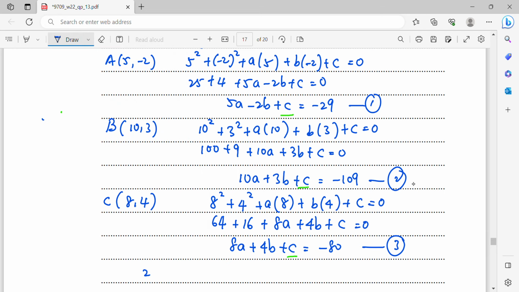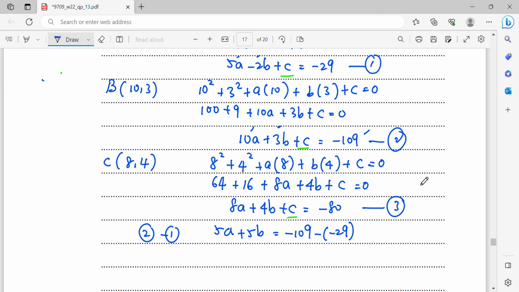So I will write second equation minus first equation. So 10a minus 5a is going to be 5a. 3b minus 2b, which is 5b. Then plus c minus plus c, 0. Minus 109 minus 29. Okay, so from here, I will get 5a plus 5b equals to negative 80.